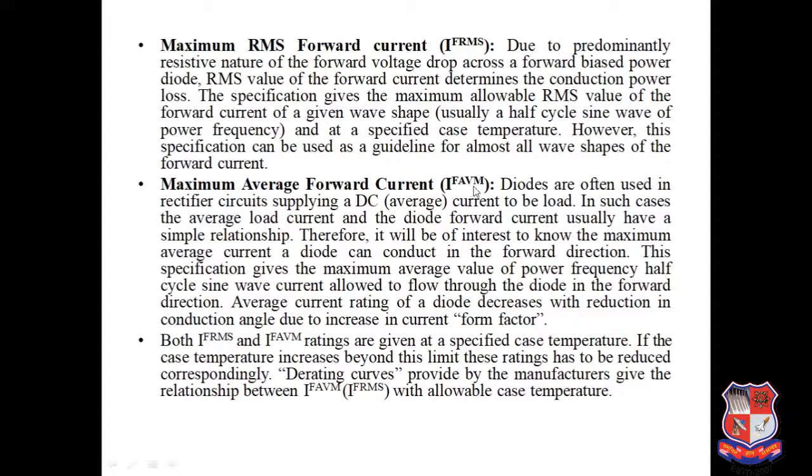IFAVM: diodes are often used in rectifier circuits supplying a DC current to the load. In such cases, the average load current and the diode forward current usually have a simple relationship. Therefore, it is of interest to know the maximum average current, and that's why this is the maximum average current. So both IFRMS and IFAVM ratings are given for a specific case temperature. If the case temperature increases beyond this limit, the rating has to be reduced correspondingly, and this is known as derating. Curves provided by the manufacturers give the relation between these two currents.